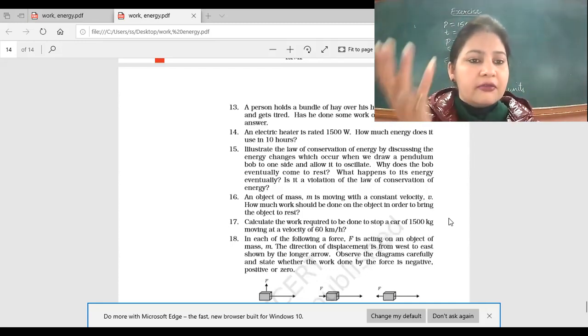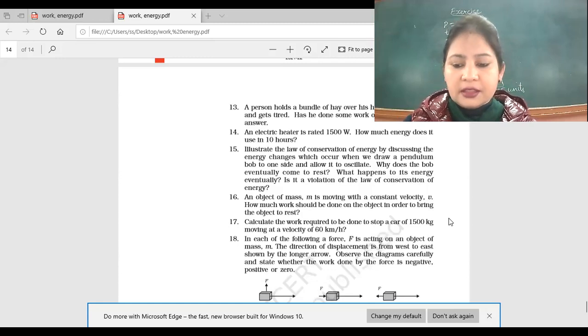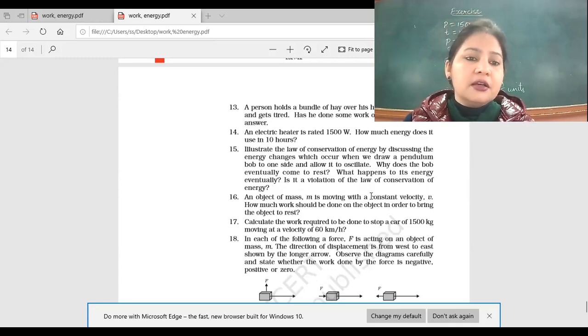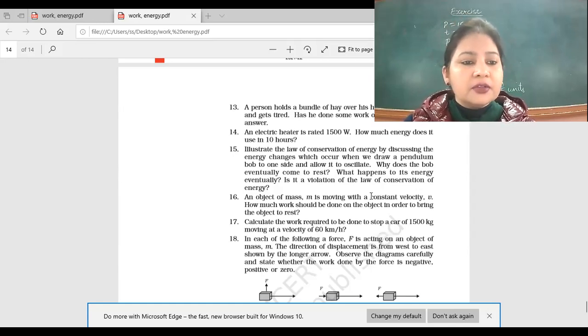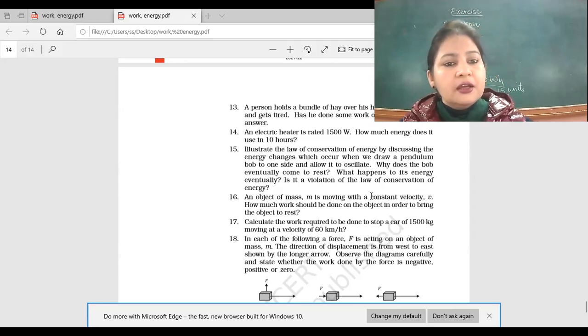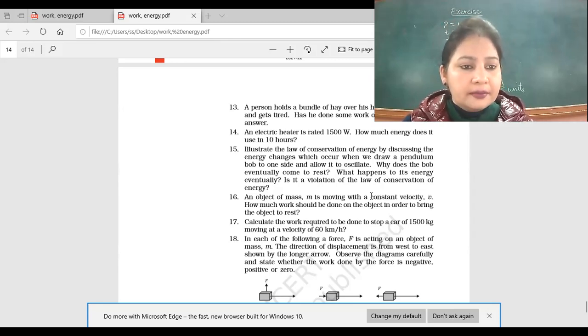Dheere dheere ye rest pe aa jayega. Why? Yes, who can tell the answer? Yes, the energy will be lost to the surroundings in overcoming resistance of friction against the air. So resistance of air will eventually waste its energy and eventually it will come to rest. ठीक है, तो कहाँ पे गई उसकी एनर्जी जो काइनेटिक एनर्जी थी, जो पोटेंशियल एनर्जी थी, where does it go then? Where does its mechanical energy go then? Yes students, उसकी एनर्जी कहाँ गई?